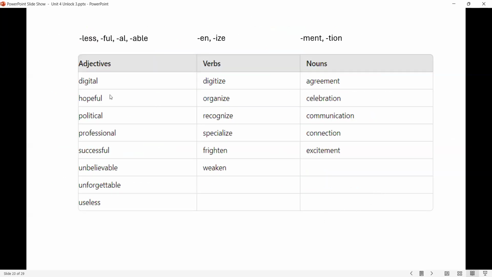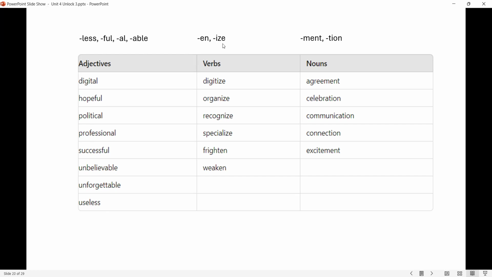Now look at this box. Here I just put these suffixes at the top so it is easier to remember them. These suffixes are adjective makers. Less, ful with one L, AL, and you can say able or ible. Look, digital, hopeful, political, professional, successful, unbelievable, unforgettable, useless. All of them are adjectives.